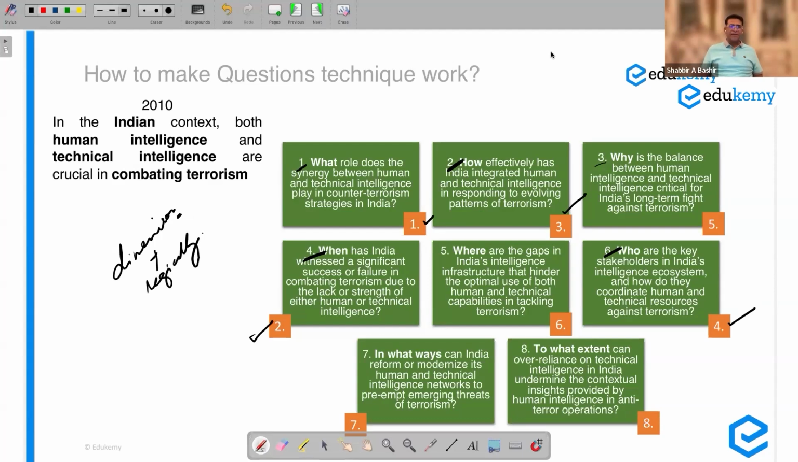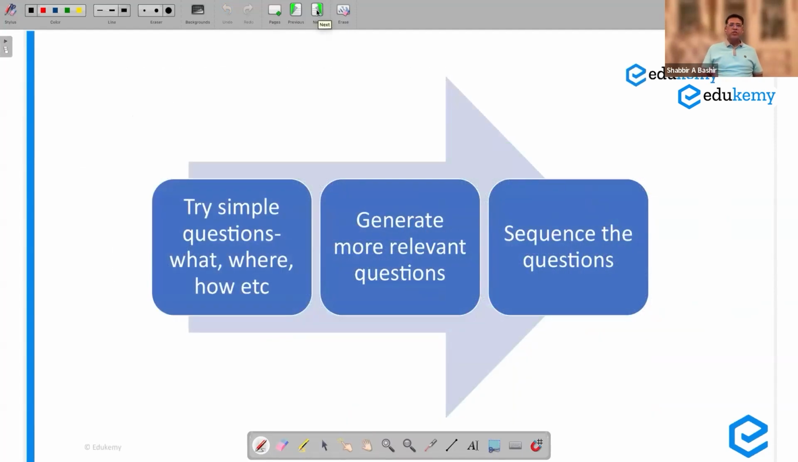So this is one technique of how to develop dimensions, how to develop the relevant points as a part of your essay writing. Summarizing this technique: first try simple what, where, how type questions. Then you generate more relevant questions, as in keeping all the keywords of the topic in each question. And then you sequence the questions. I hope this part of the technique is fairly understandable to all of you now.